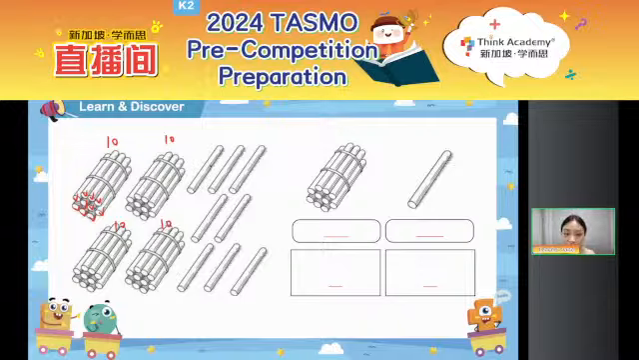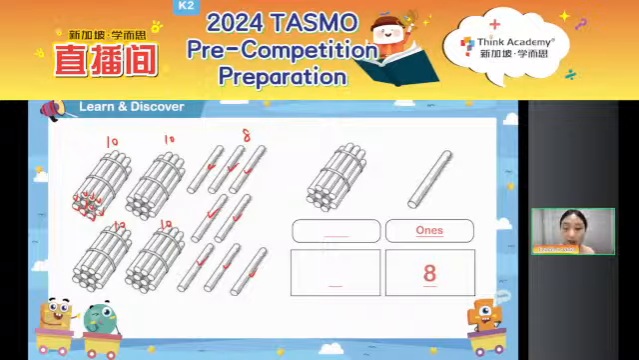And then there are how many single ones? 1, 2, 3, 4, 5, 6, 7, 8. So 8 single ones. So as for the numbers, we can give them a new name. That is the ones digit. The ones digit means the single ones, we can call them the ones digit. As for this number, there are 8 single ones, so we write down 8.